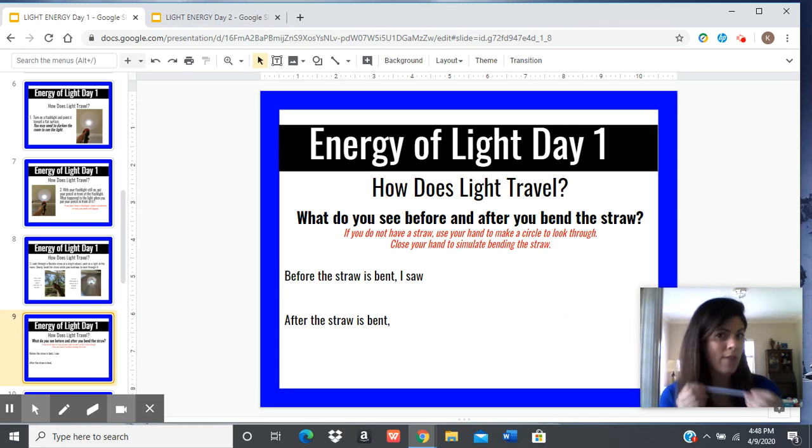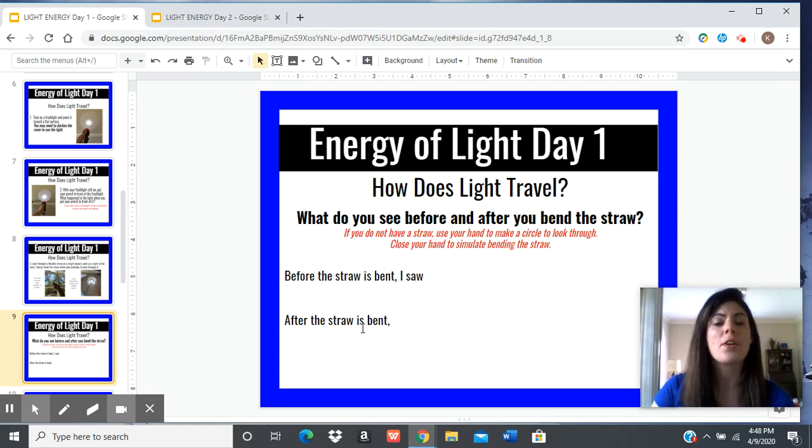If you did not have a straw to experiment with, you can also use your hand made into a circle. Put it up to your eye and look at a bright object. To simulate bending the straw, slowly close your fist. What was the difference of what you saw through the open circle versus the closed circle? That's the same idea as looking through the straight straw and the bent straw.